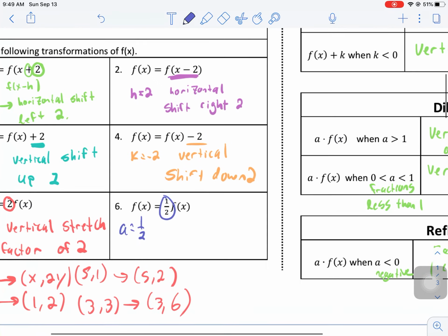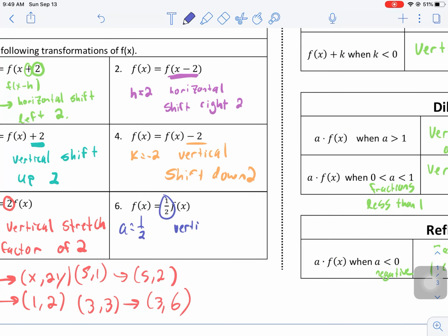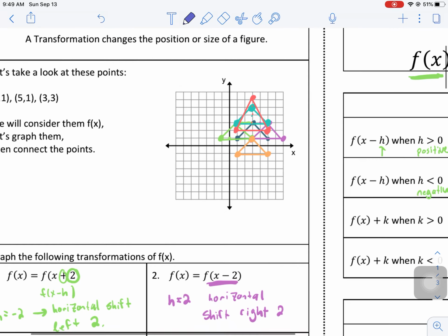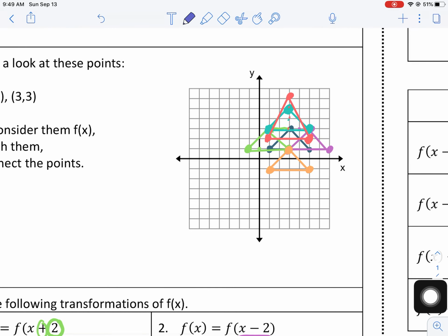Here we have a value of 1/2. This is going to be our vertical shrink. So vertical shrink. So it does the same thing, guys. This is by a factor of 2, except now we're just going to take our factor of 1/2. And then now we're just going to take all of those values that we have, right, the y values, and it's going to be x comma y goes to x comma 1/2 y. So then literally we just take all of these points and we multiply the y values by 1/2.